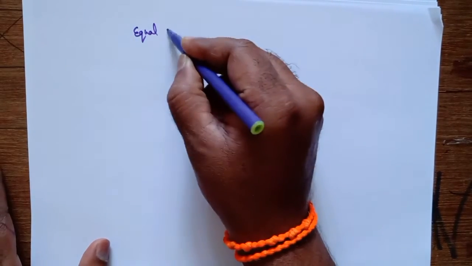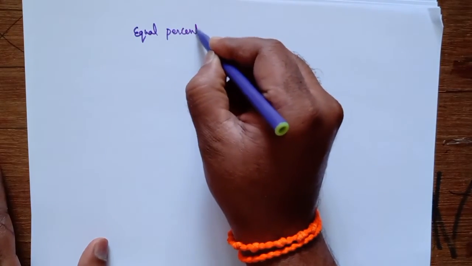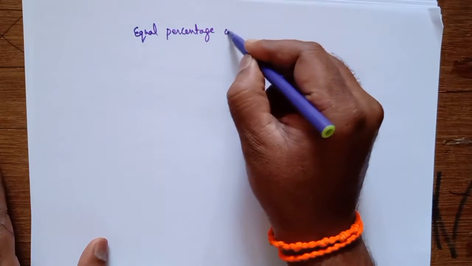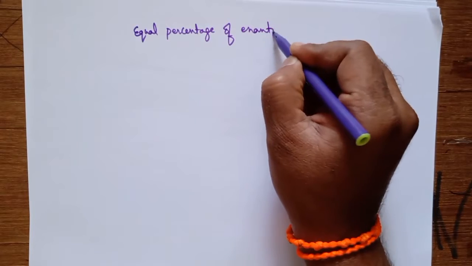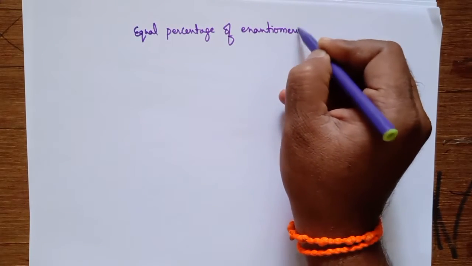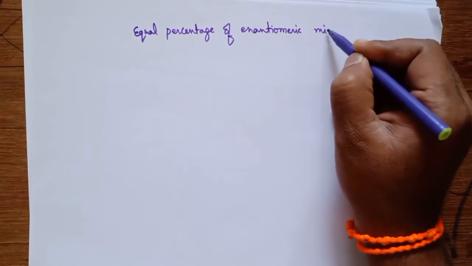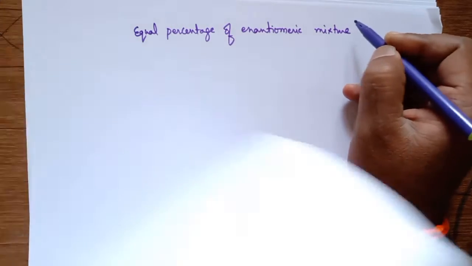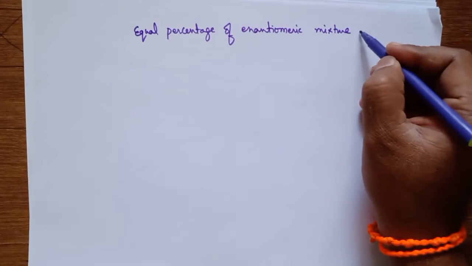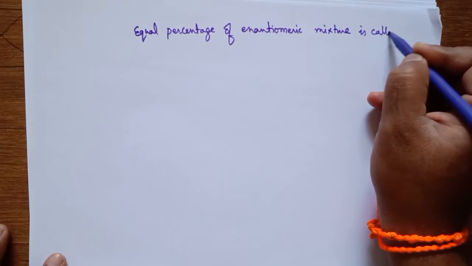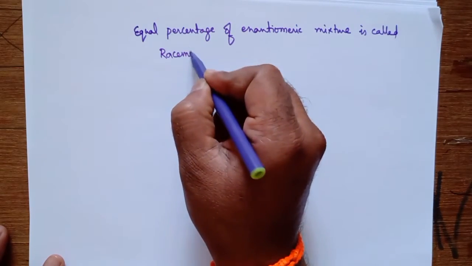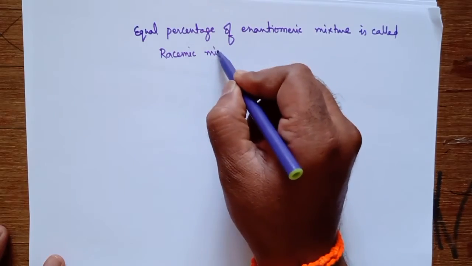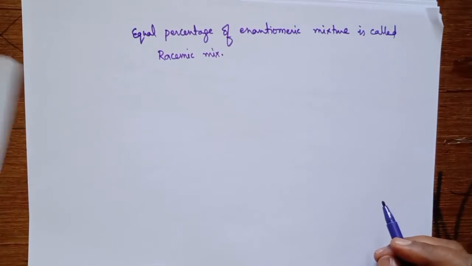An equal percentage of an enantiomeric mixture is called a racemic mixture. So what is a racemic mixture?